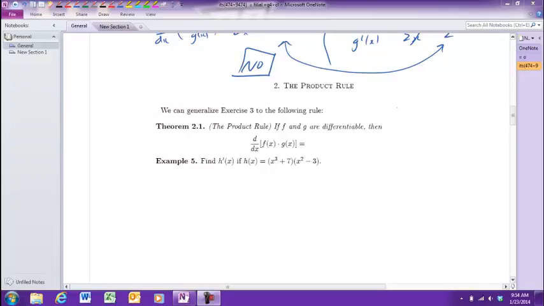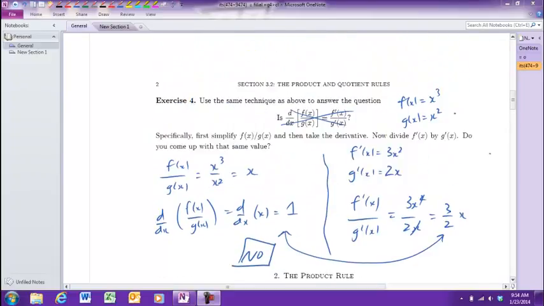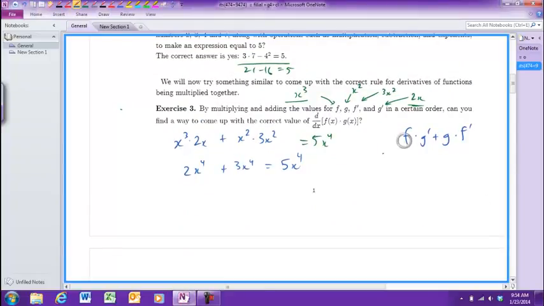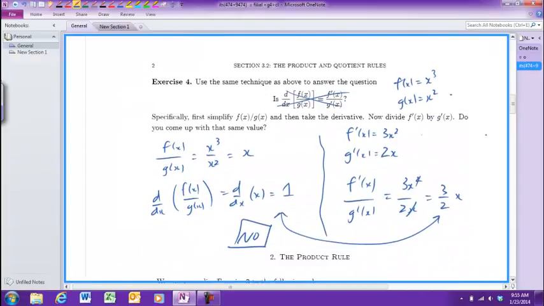We're now going to generalize exercise 3 to the actual correct product rule. Remember, exercise 3 was when we were trying to figure out how we can add these and multiply them together to get the correct expression, and we found that it was some combination of the original functions and the derivatives of each of the pieces.